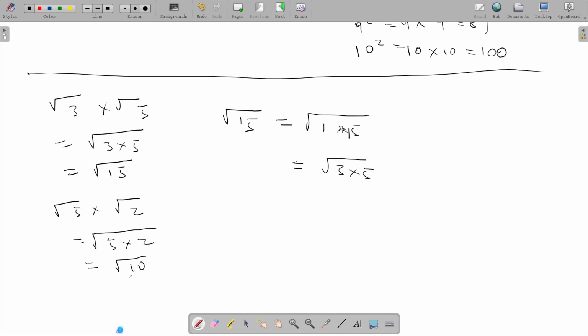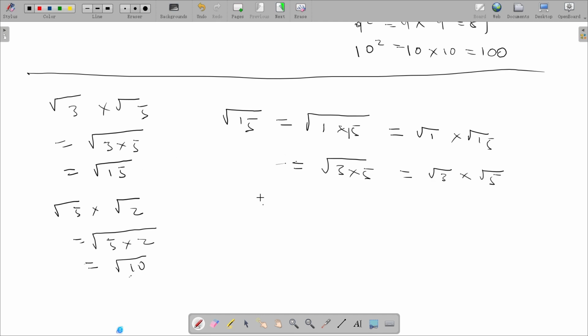So going by that, this one can also be rewritten as square root of 1 times square root of 15. Same way, square root of 3 times 5 can be written as square root of 3 times square root of 5. So we've not broken any rule. This is just the reverse of that one.